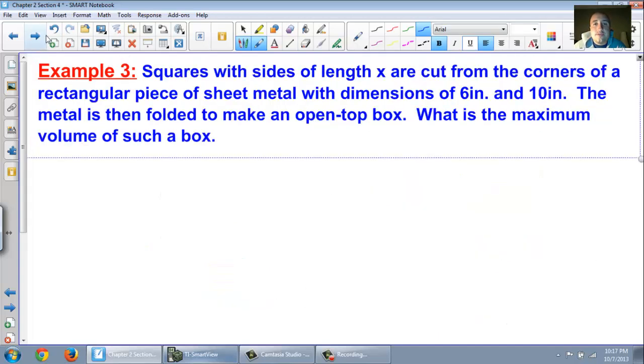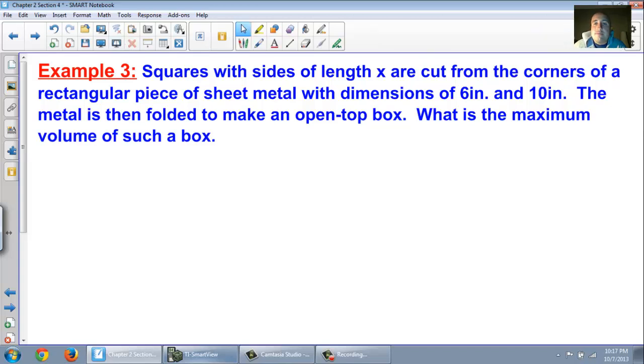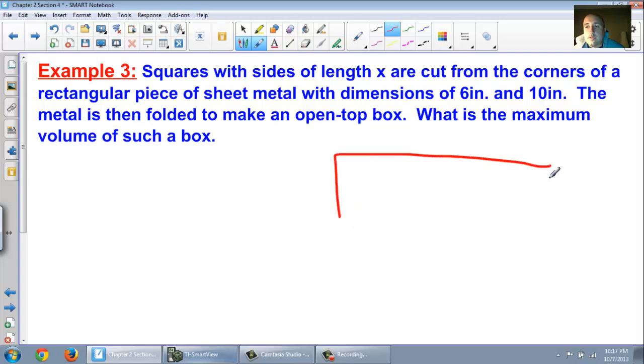Okay, let's look at example 3. Basically the same premise as the last one. It says squares with sides of length x are cut from the corners of a rectangular piece of sheet metal. So let's draw that picture first. We have a rectangle. Not a very nice looking rectangle, but it's a rectangle. It says squares with side length x are cut from the corners of the rectangle.